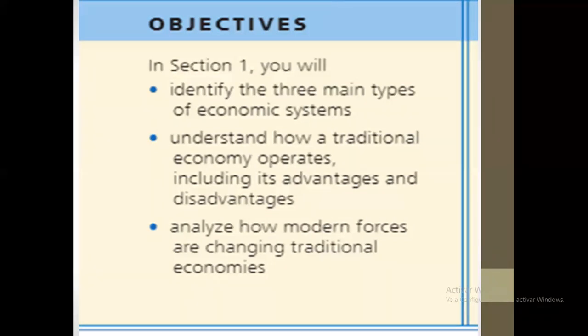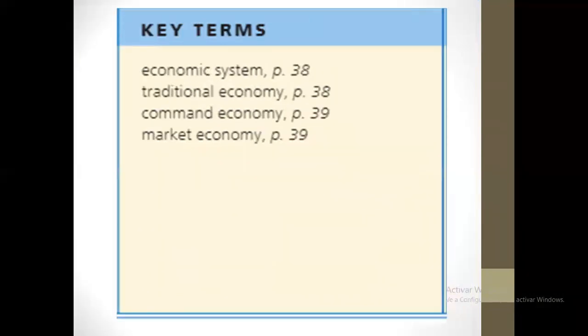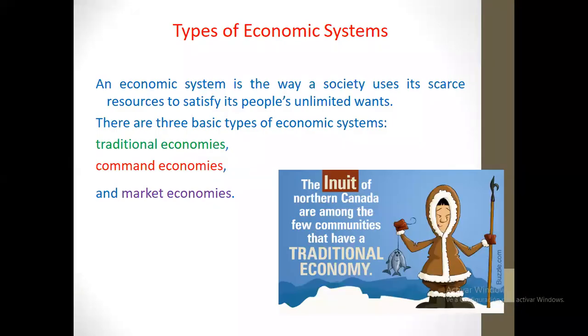Identify the 3 main types of economic systems, understand how a traditional economy operates, including its advantages and disadvantages, and analyze how modern forces are changing traditional economies, okay? These are the words that you need to have in your vocabulary: economic system, traditional economy, command economy, and market economy, okay? Very easy, and those answers are already in the PDF that I loaded up in your platform.